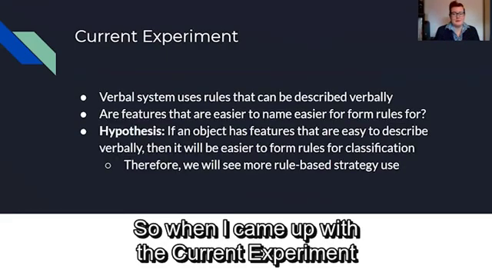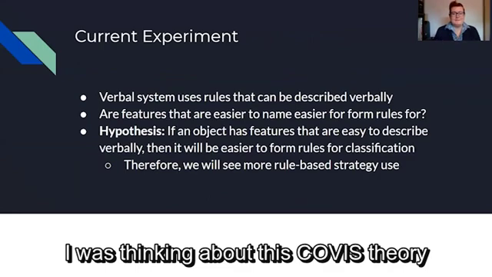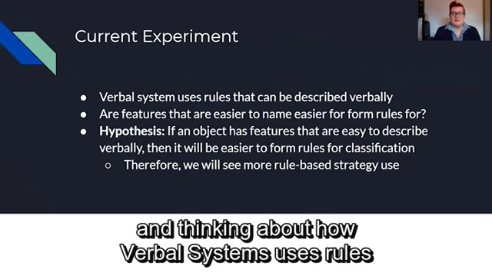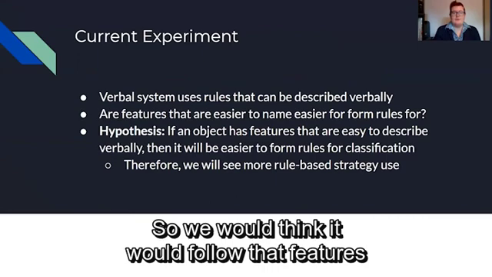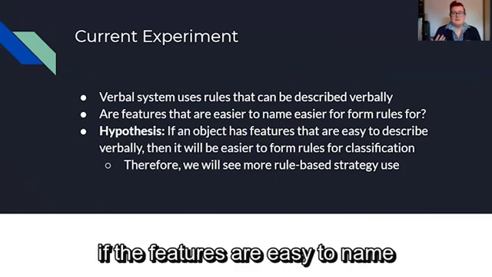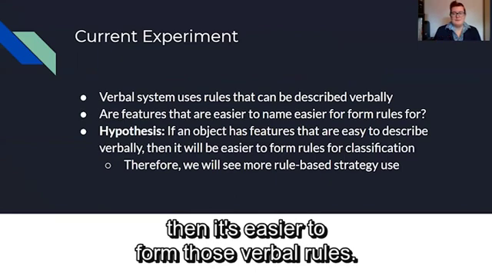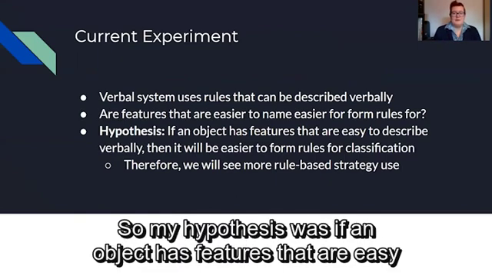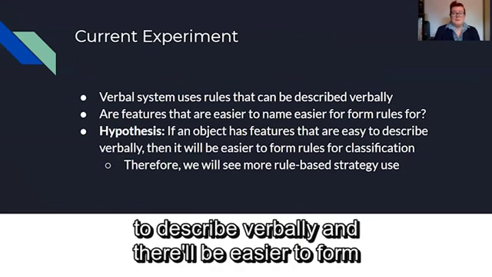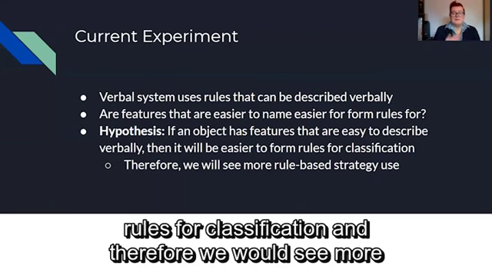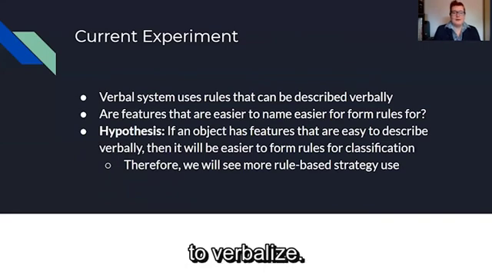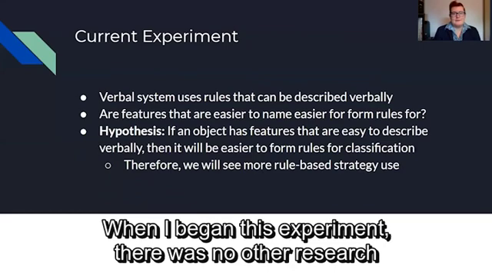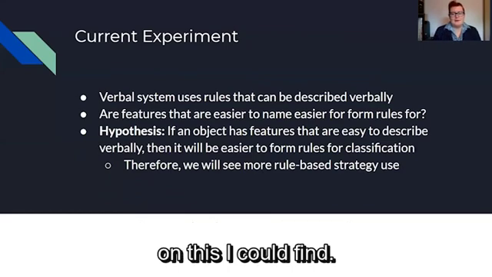So when I came up with the current experiment, I was thinking about this COVIS theory, and thinking about how the verbal system uses rules that can be described verbally. So we would think it would follow that if the features are easy to name, then it's easier to form those verbal rules. So my hypothesis was, if an object has features that are easy to describe verbally, then they'll be easier to form rules for classification, and therefore we would see more of that rule-based learning when the features are easier to verbalize.